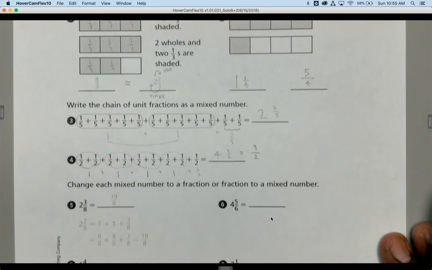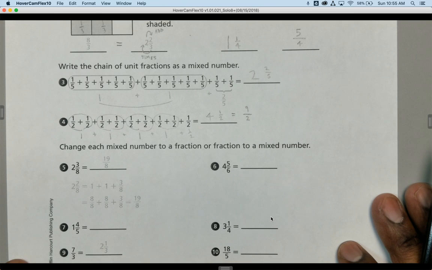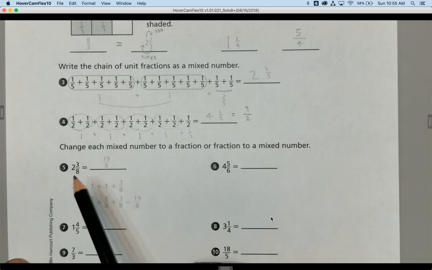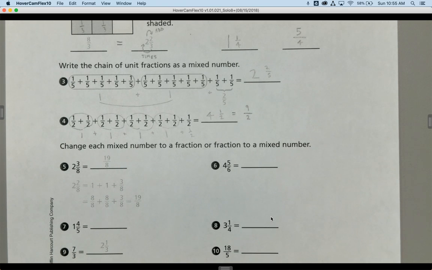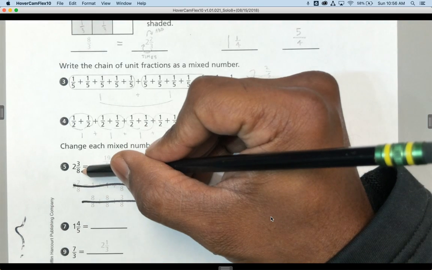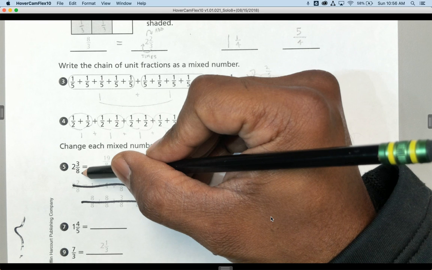Moving on. Here we have, again, I'm going to take my Sharpie and cross out what the book has there. We're going to convert 2 3/8 to an improper fraction. British Nanny, we're coming for you.